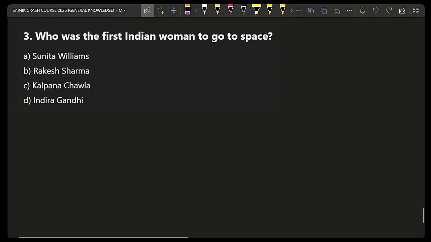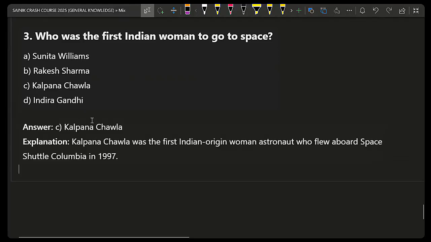And time up. No votes for option D, Indira Gandhi. One vote for option A, Sunita Williams. And two votes for option B, Rakesh Sharma. All are wrong. The majority of the class got the correct answer. Kalpana Chawla is the correct answer. 22 students gave the correct answer.